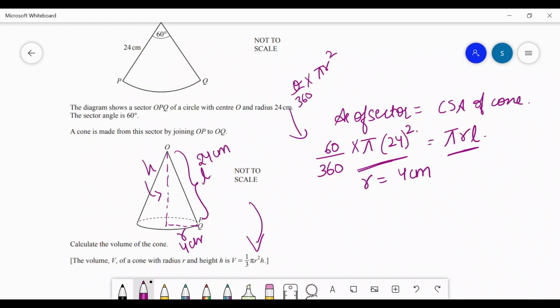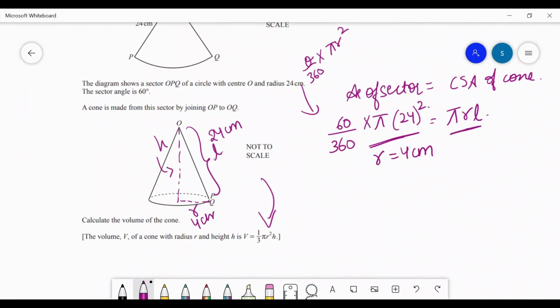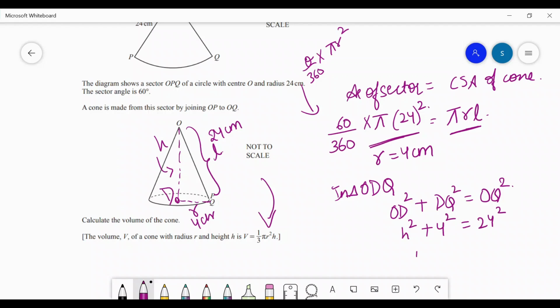So let's just use the Pythagoras theorem here. Let's just consider this triangle O. Let me just name this point as D. So in triangle ODQ, OD square plus DQ square is equal to OQ square. So that would be h square plus 4 square equal to 24 square. So when you solve this, you get h equal to 23.664 centimeters.